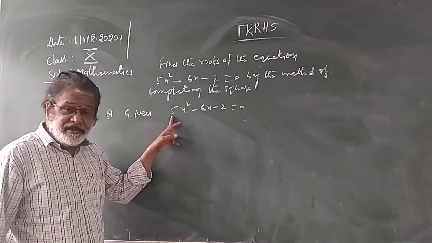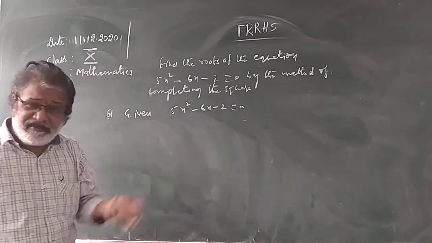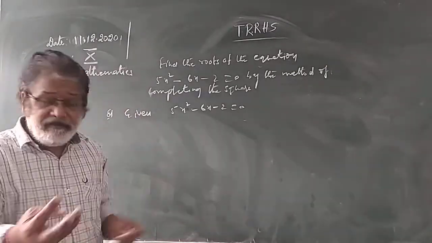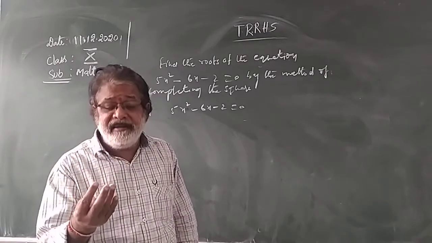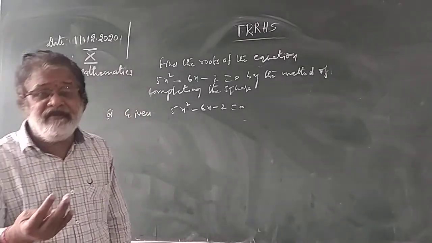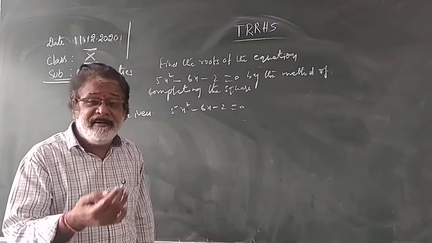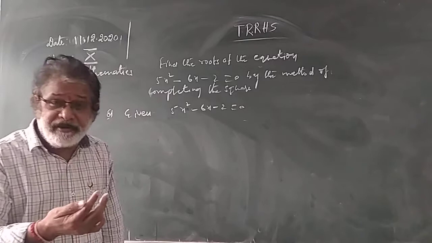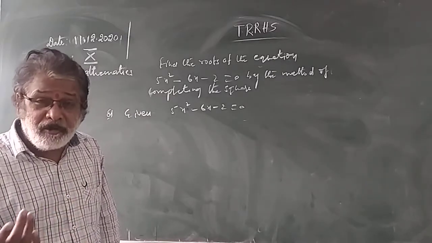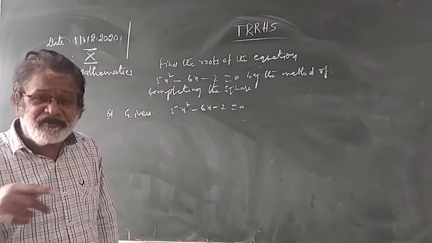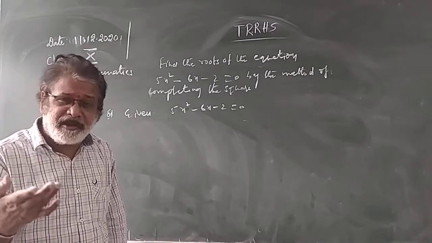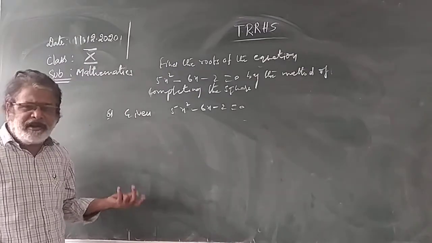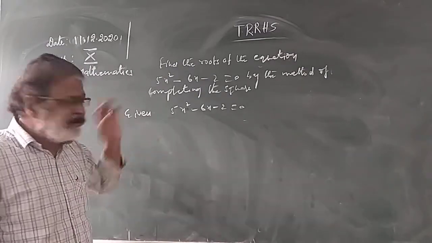What is the second degree coefficient? 5. Is 5 a perfect square? No, it is not. What are the perfect squares? 1, 4, 9, 16, 25, 36, 49, 64, 81, 100, 121, 144. How is 144 a perfect square? 12 squared. 9 is 3 squared. 16 is 4 squared. 100 is 10 squared. Can you write 5 as a square? No, 5 is not the square of any number, so it is not a perfect square.